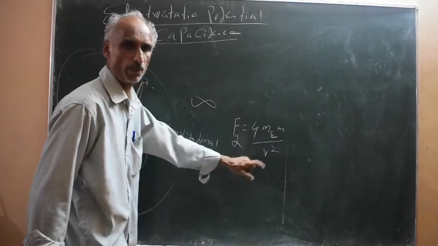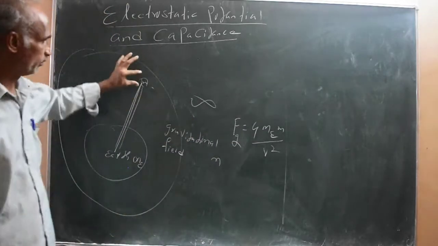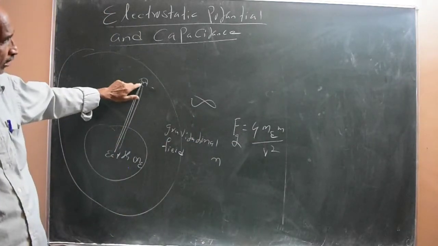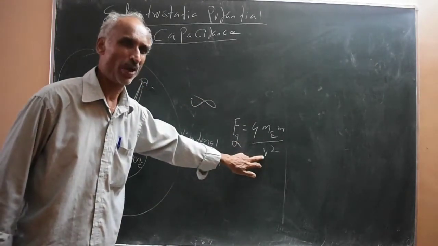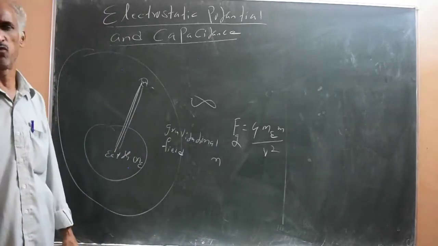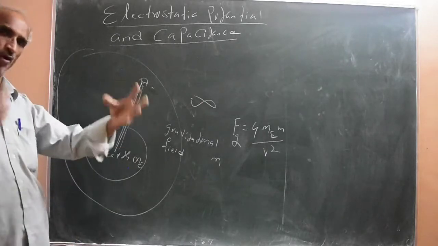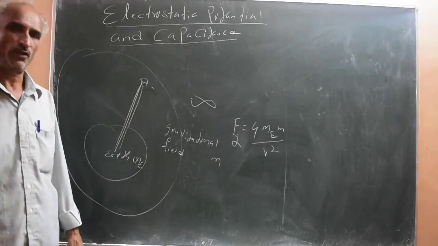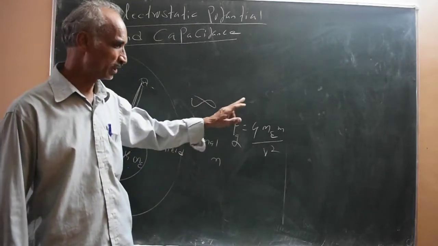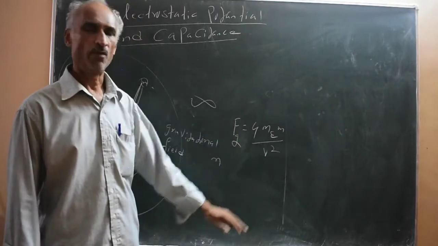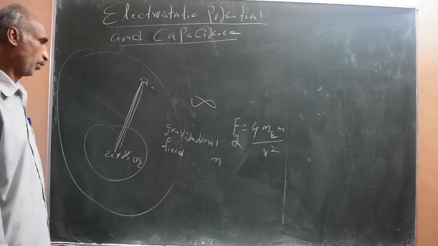So the gravitational force Fg is inversely proportional to the square of the distance. As the distance between the body and the Earth increases, the gravitational force decreases. Almost all force laws are inversely proportional to the square of the distance between the two bodies, because the force occurs by the interaction of the two bodies. This is called the inverse square law.